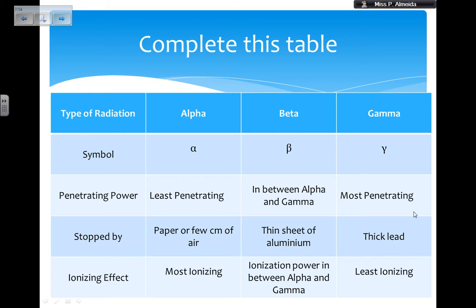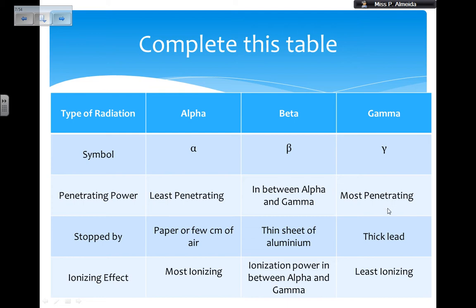In terms of ionizing effect, so how easily they can kick off an electron and make that atom an ion, alpha is the most ionizing, beta is in between, and gamma is the least ionizing. This means, and this is quite important, that alpha is the most dangerous for you to have near you or inside your body because it's the most ionizing. And I say near you because it is stopped easily, it is the least penetrating.